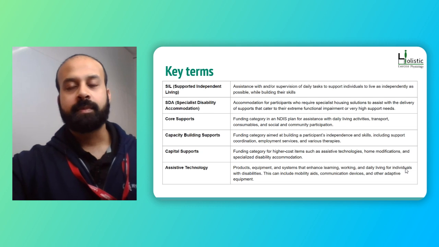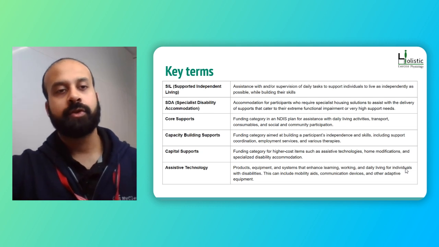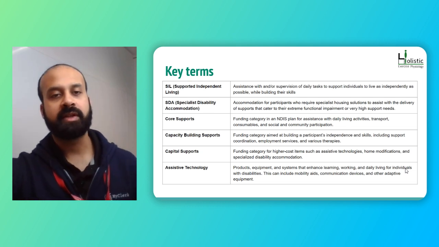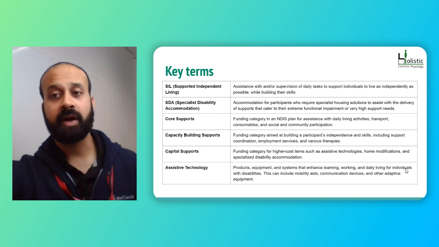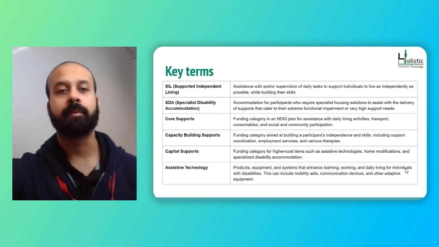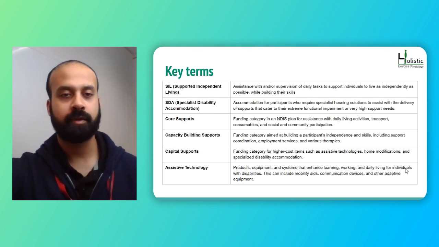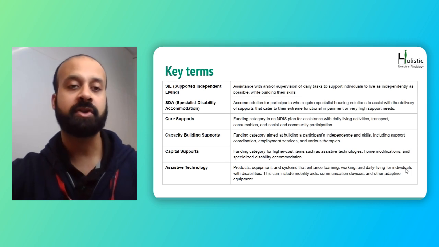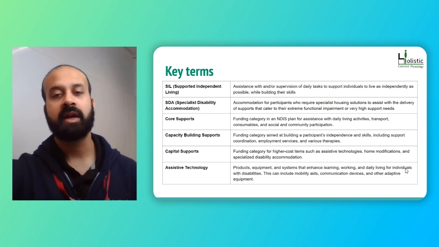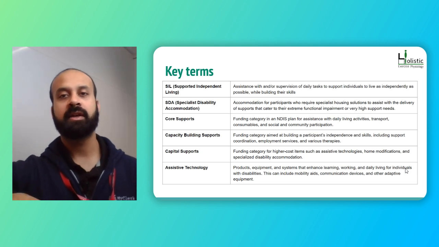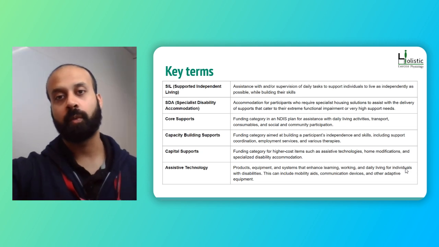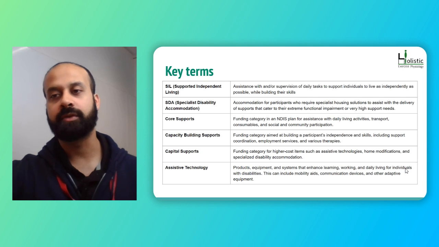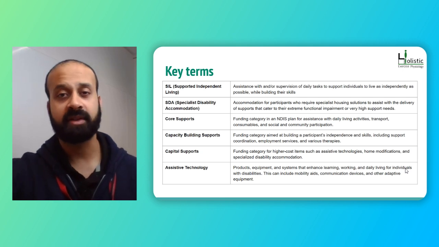All right, some other key terms within the NDIS. So SIL. This is a type of support that the participants are provided within their accommodation. I'll let you go through the full table. SDA is a term I mentioned earlier. It refers to specialist disability accommodation. So this is a particular house that has been fit out in an appropriate way for NDIS participants. May include things like hoists or ramps and things like that.